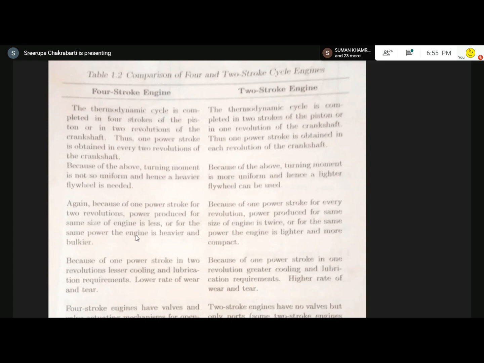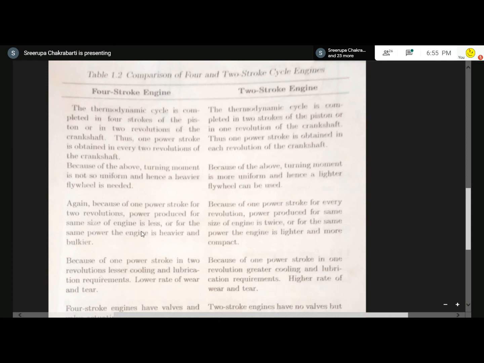Because of one power stroke for 2 revolutions in a 4-stroke engine, power produced for the same size of engine is less, or for the same power the engine is heavier and bulkier. This is obvious. For a 2-stroke engine, you have 1 power stroke for 1 revolution. Suppose we compare 2 engines, one a 4-stroke engine, another a 2-stroke engine, and both are having the same size.